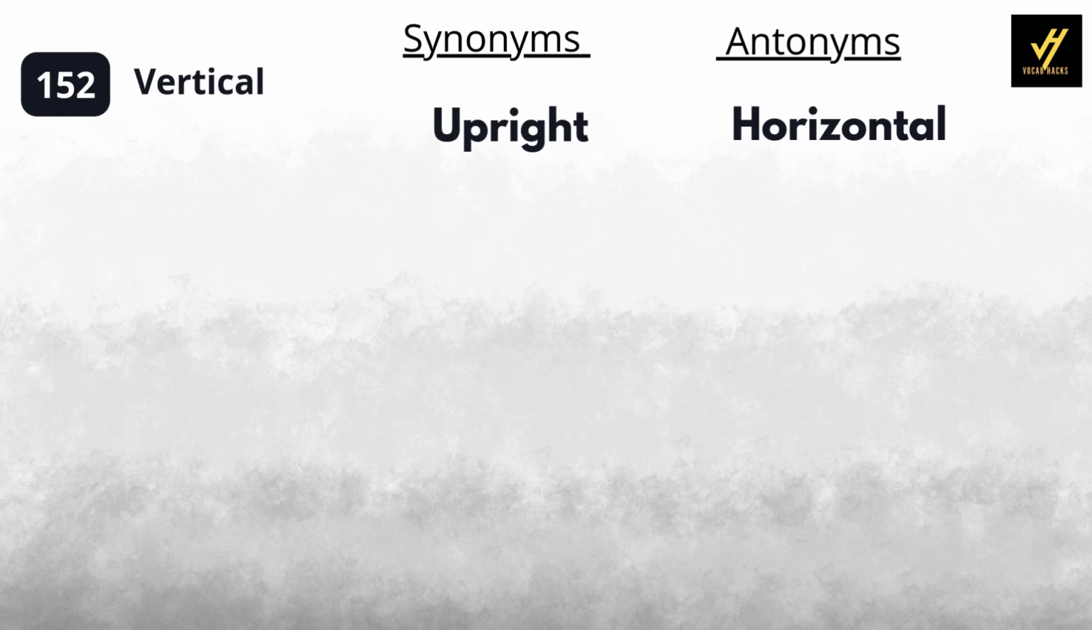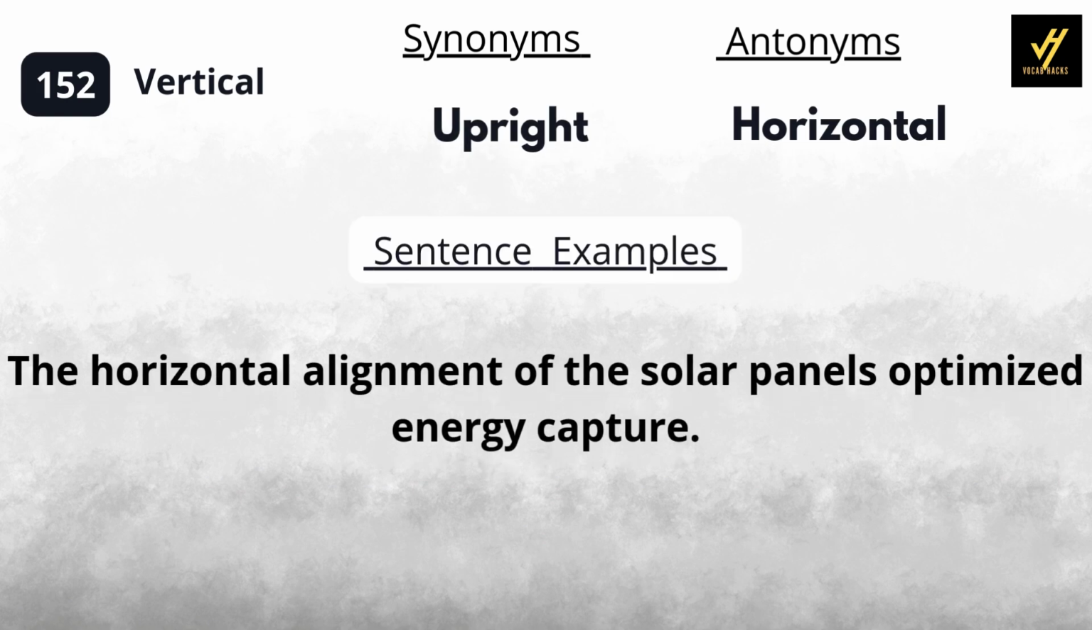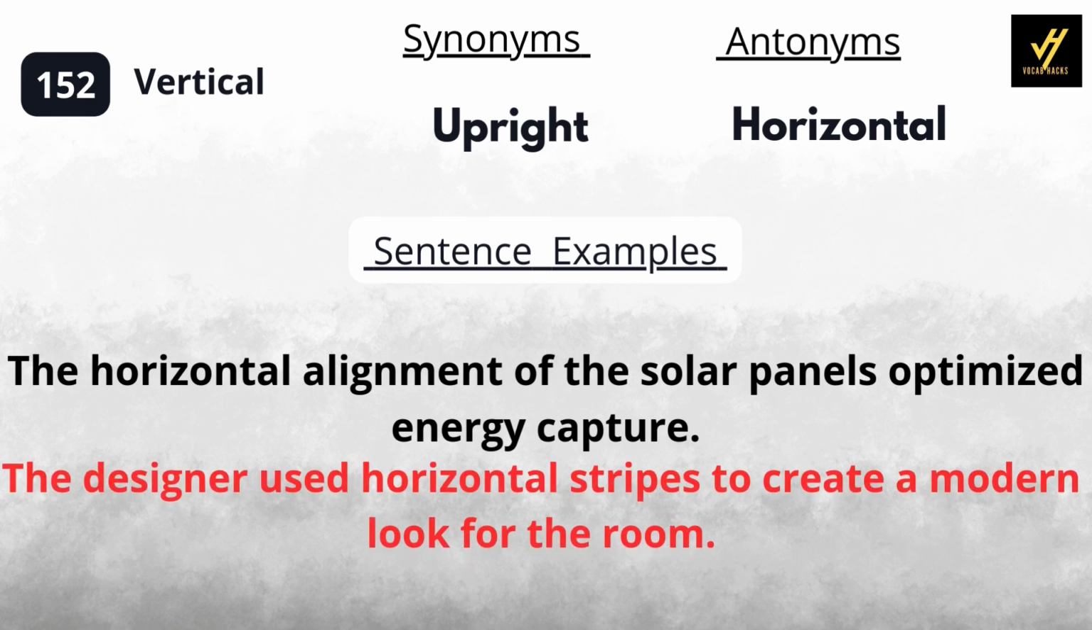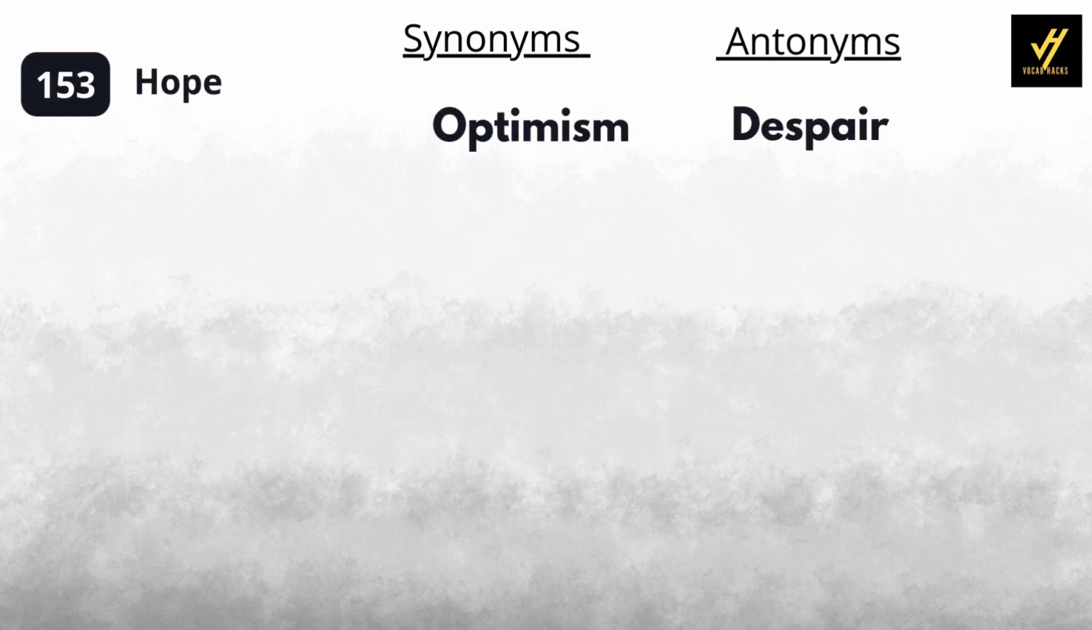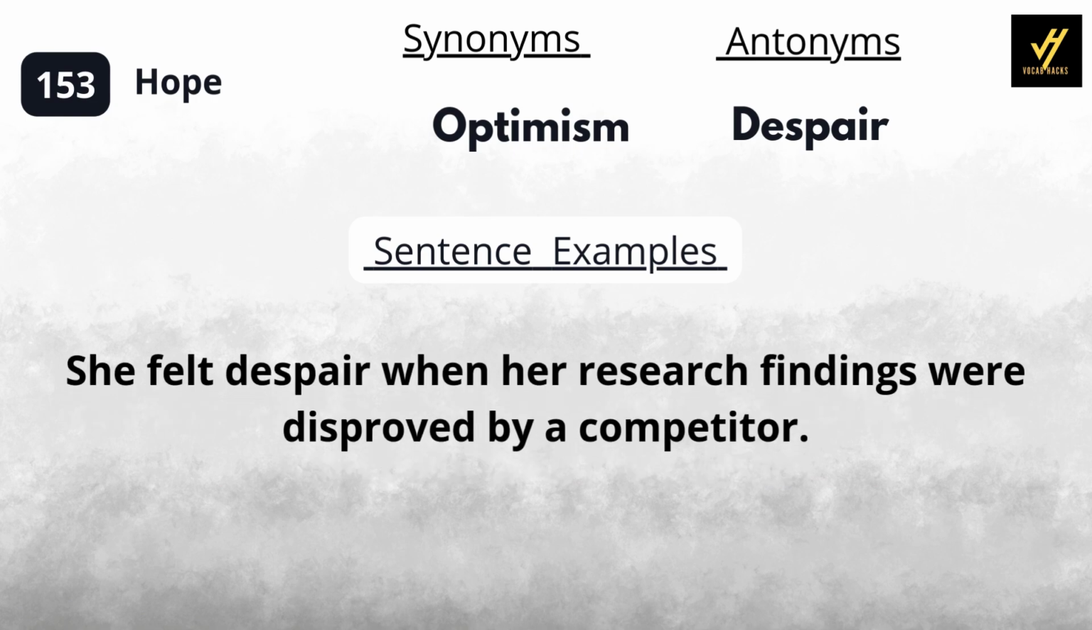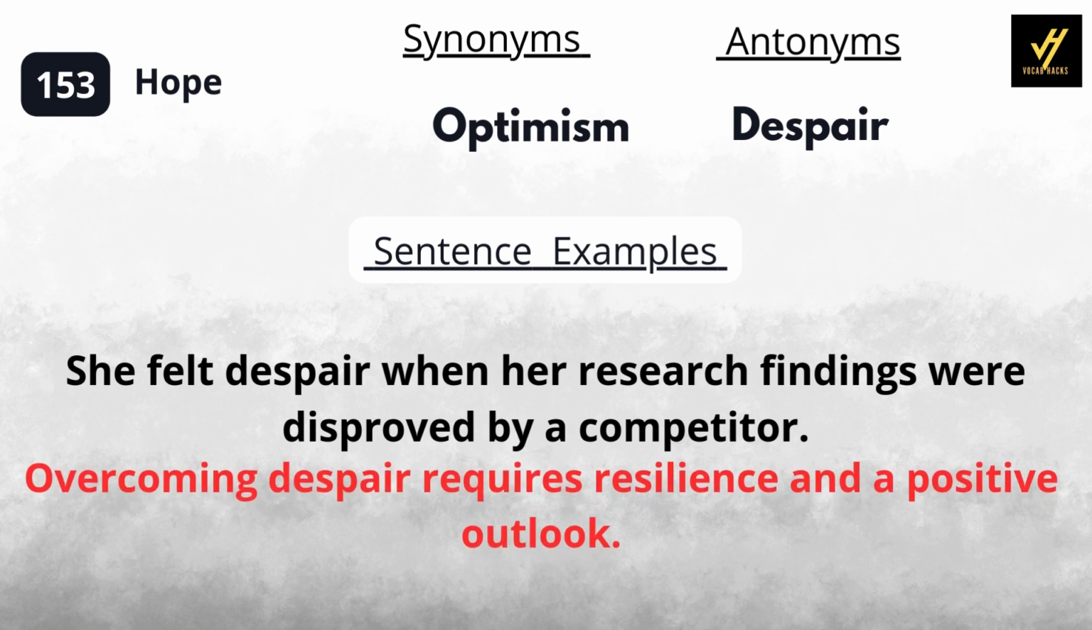Vertical, upright, horizontal. The horizontal alignment of the solar panels optimized energy capture. The designer used horizontal stripes to create a modern look for the room. Hope, optimism, despair. She felt despair when her research findings were disproved by a competitor. Overcoming despair requires resilience and a positive outlook.